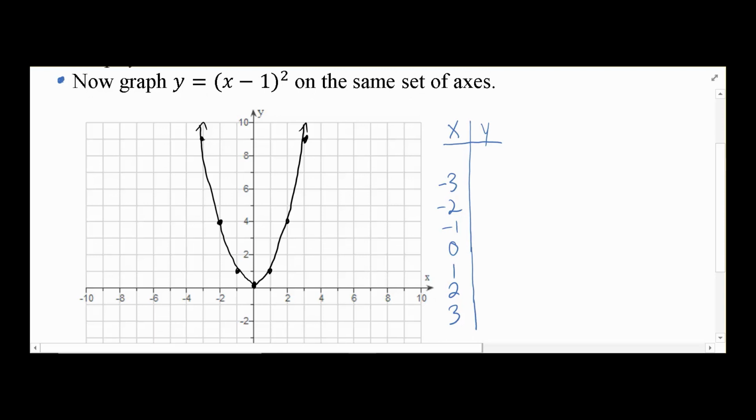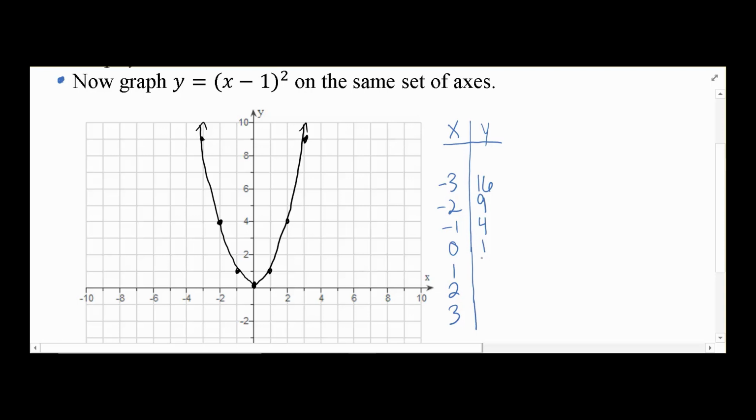When I plug negative 3 in, negative 3 minus 1 is negative 4. When I square that, I get 16, which is well off my graph, but it kind of gets me an idea of what's going on. When I plug negative 2 in, negative 2 minus 1 gets me negative 3. Squared is 9. Negative 1 minus 1 is negative 2. Squared is 4. 0 minus 1 is negative 1. Squared is 1.